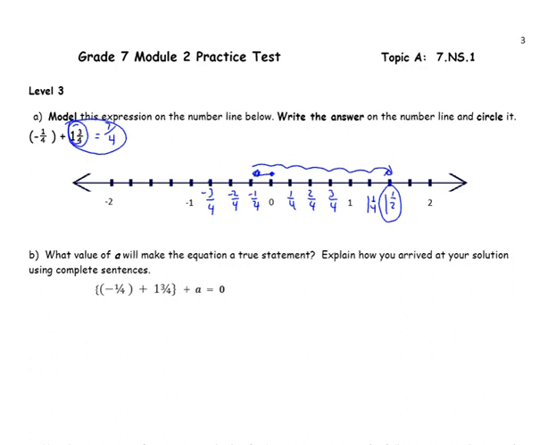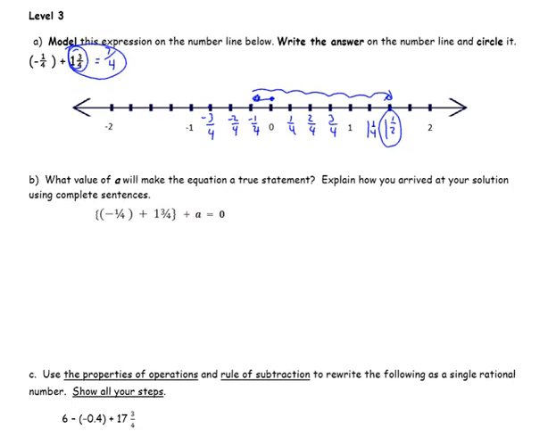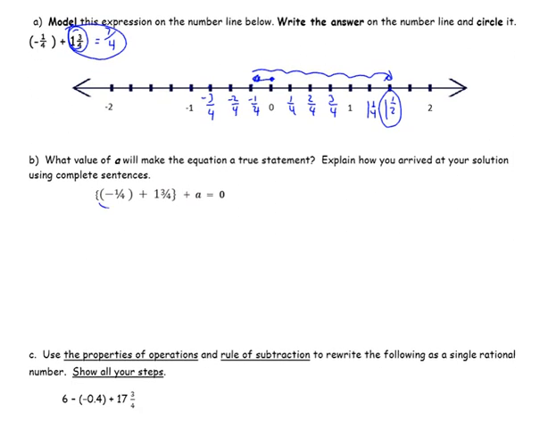Next, what value of A will make the equation a true statement? Explain how you arrived at your solution using complete sentences. What I want you to notice is that this problem is identical to the above problem, and you already know the answer to that. This answer is 1 1/2.